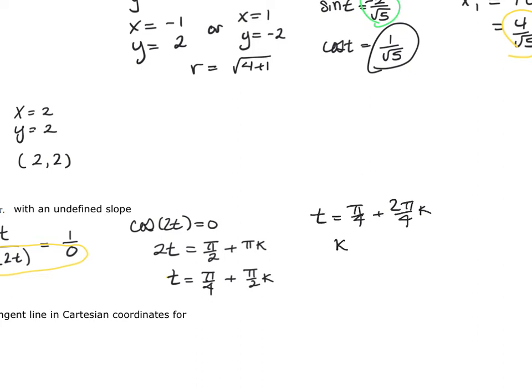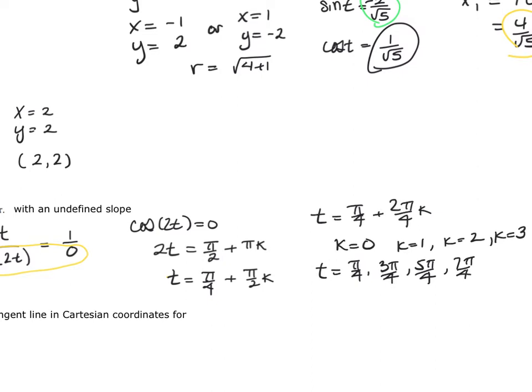Now I'm going to start finding values of k. When k is equal to 0, my first one is pi over 4. When k is equal to 1, I put that in there and I get 3 pi over 4. When k is equal to 2, I'm going to get 5 pi over 4. And when k is equal to 3, I'm going to get 7 pi over 4. Now these are my t values.